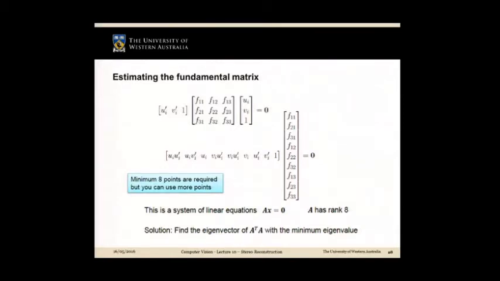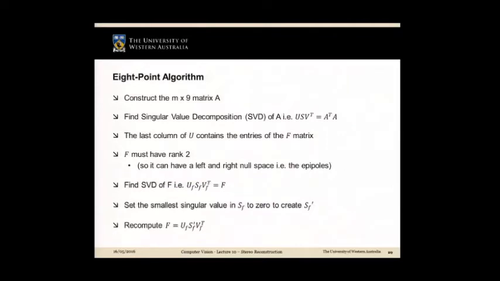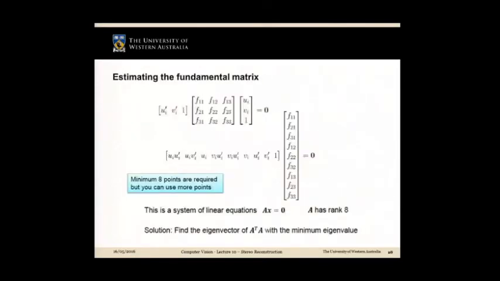What will be the size of matrix A? 8 times 9. Right? You construct your M times 9 matrix, so you have 9 columns there, and you have 8 points. You'll get an 8 by 9 matrix here. So A will be an 8 by 9 matrix.